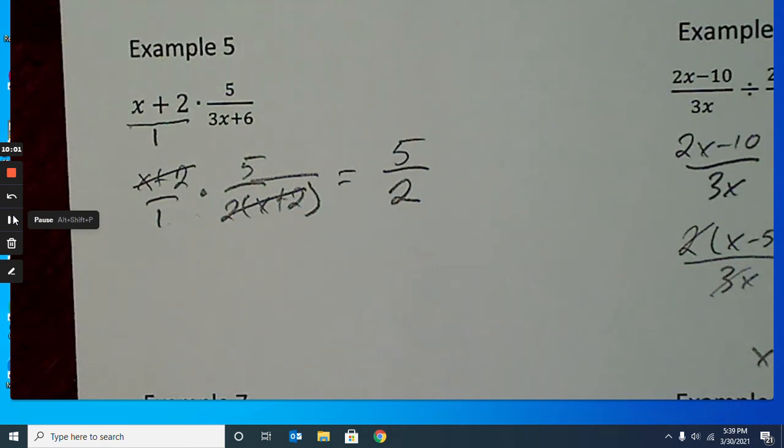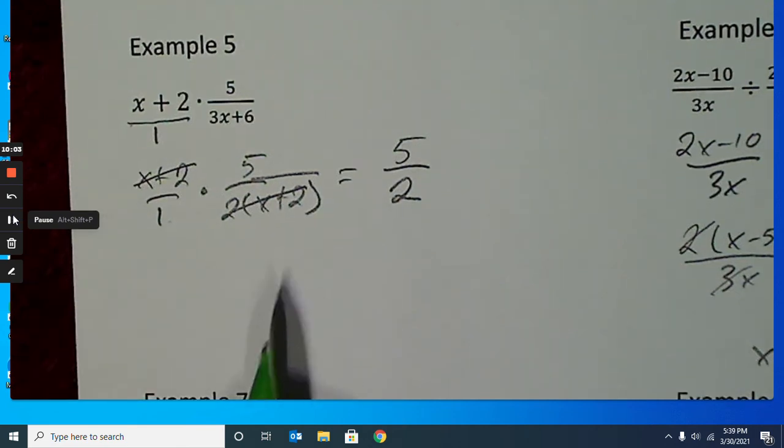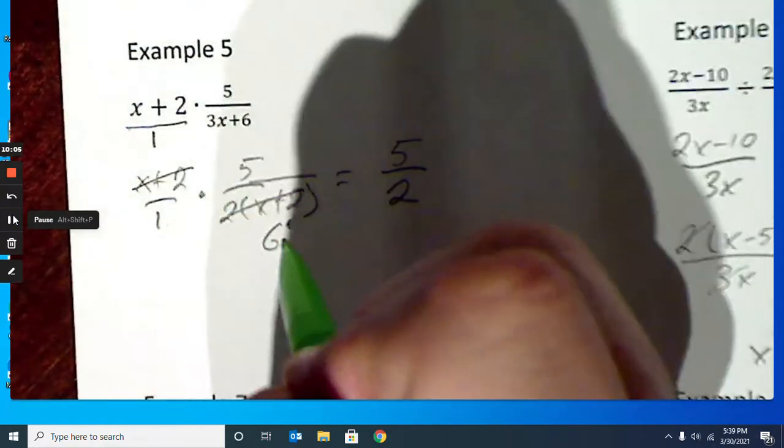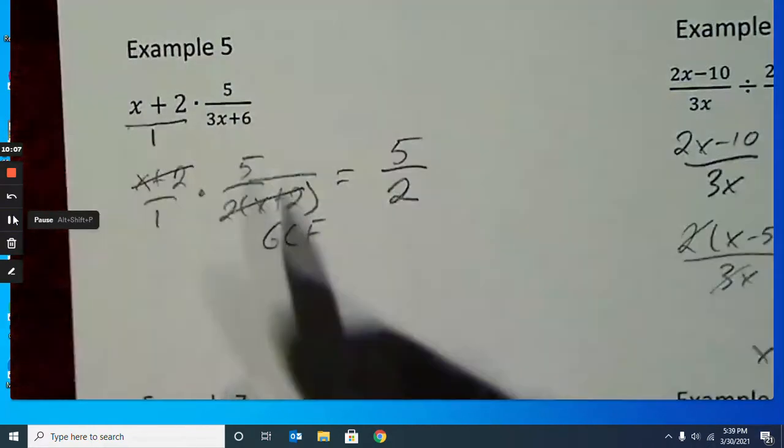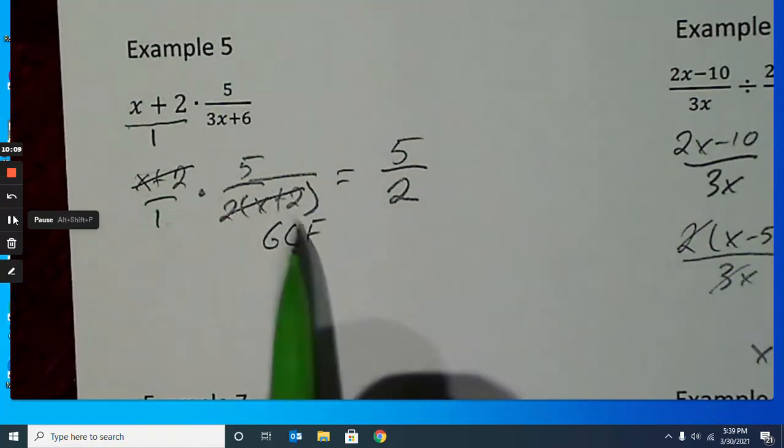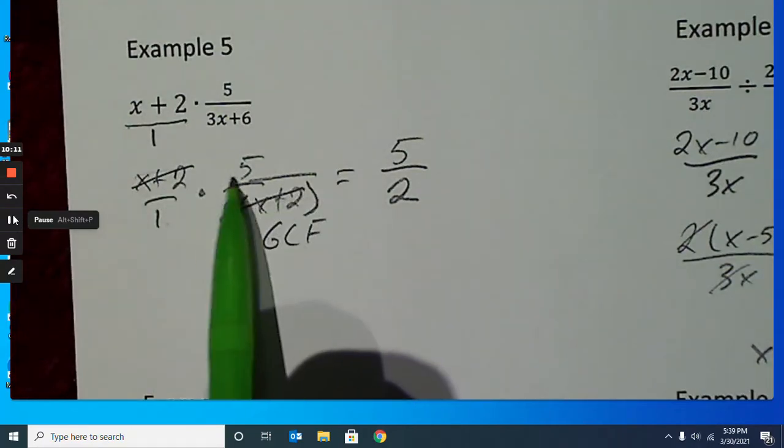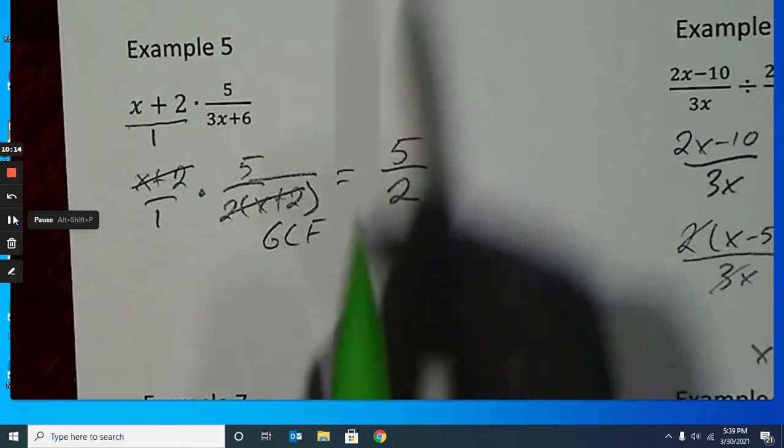All right, so here's example 5. Again, this was a GCF term. So you know what I did? I was able to reduce the x plus 2 and the x plus 2, which left me with 5 over 2. So my answer was just 5 over 2.